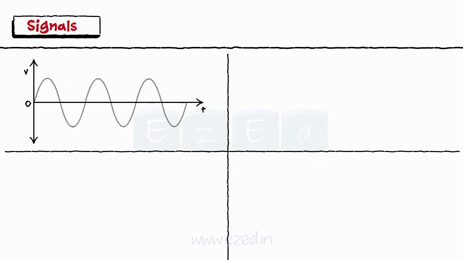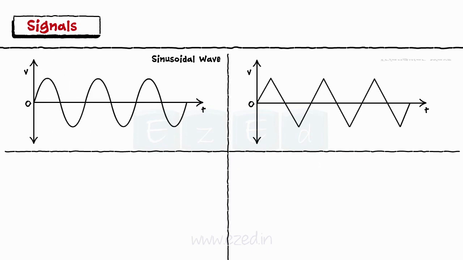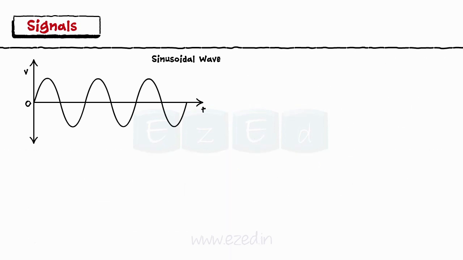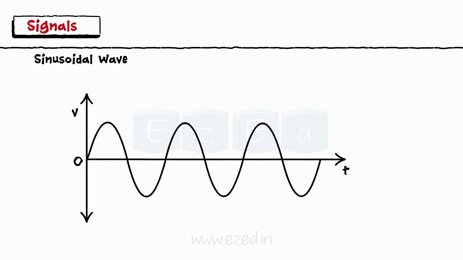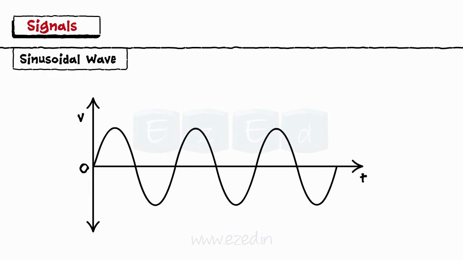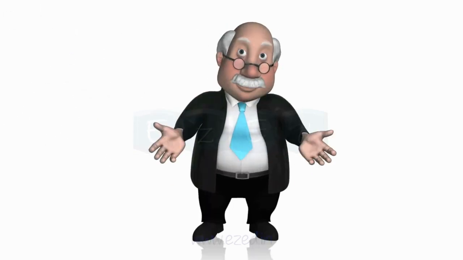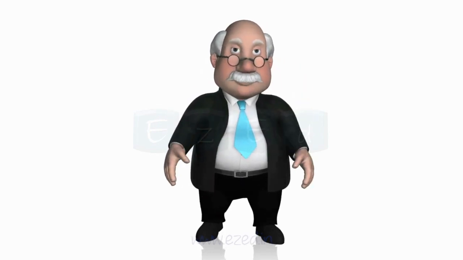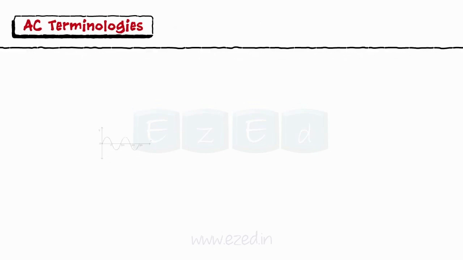There are different forms of the alternating signal such as sinusoidal wave, triangular wave, square wave, sawtooth wave, etc., out of which we will only consider the sinusoidal wave for the further studies. Seriously, pay attention. This is important. Let's study some commonly used terminologies in AC signals.